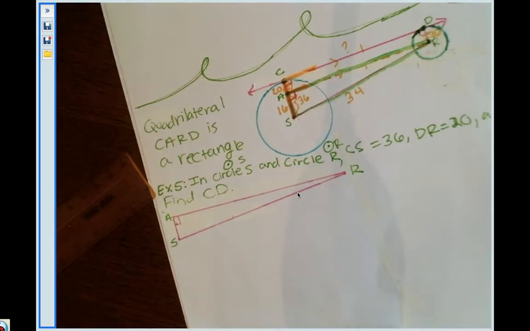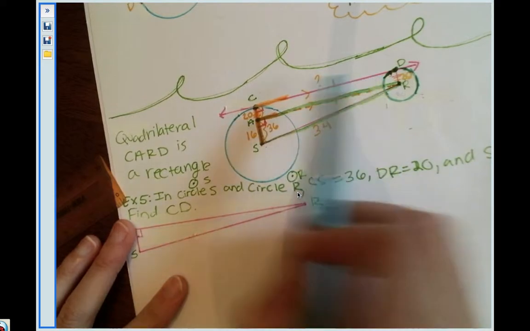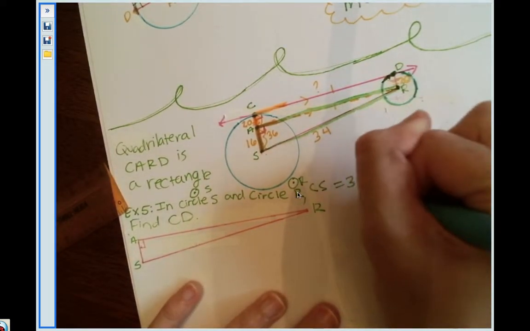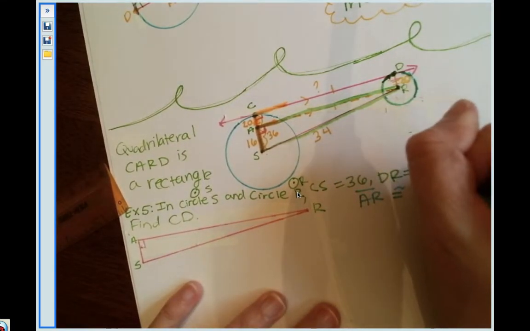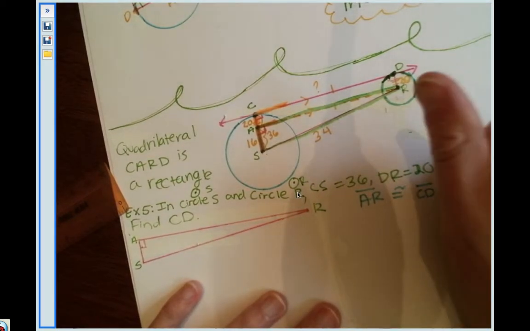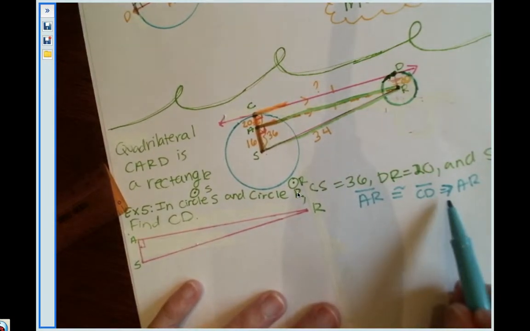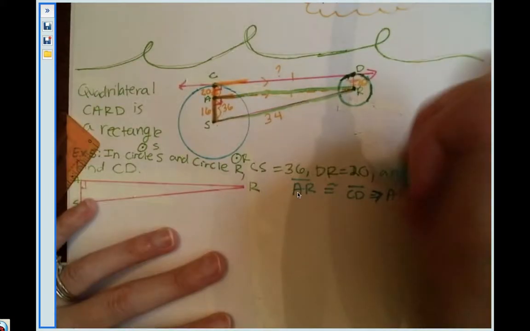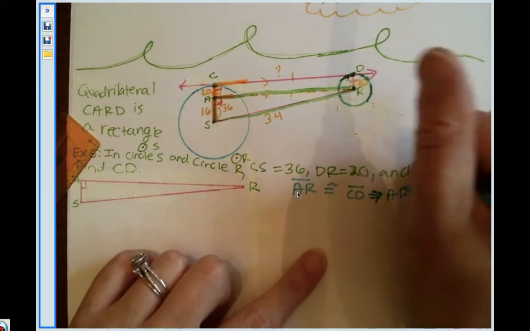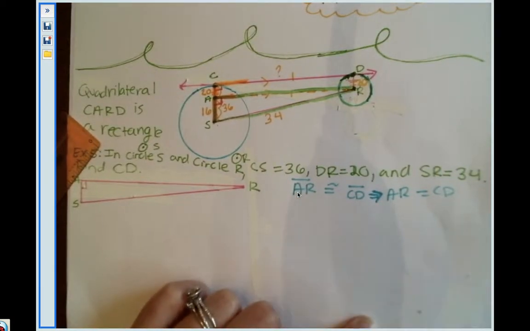Okay, yeah, so we know that AR is congruent to CD because opposite sides of a rectangle are congruent. So I know that segment AR is congruent to segment CD, which means that their lengths are equivalent. So that implies, I can draw an arrow saying that that implies. That little double-line arrow is another little math symbol you can learn about. So this implies that the length of AR equals the length of CD. Guys, if we can find AR, we can find CD.